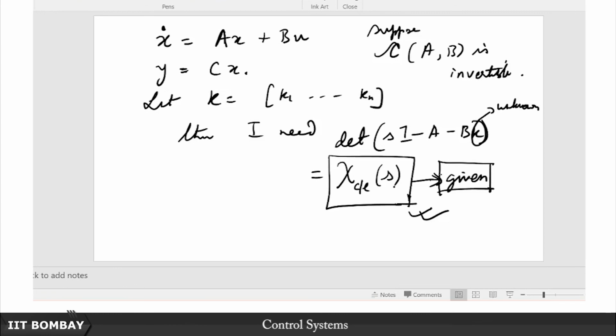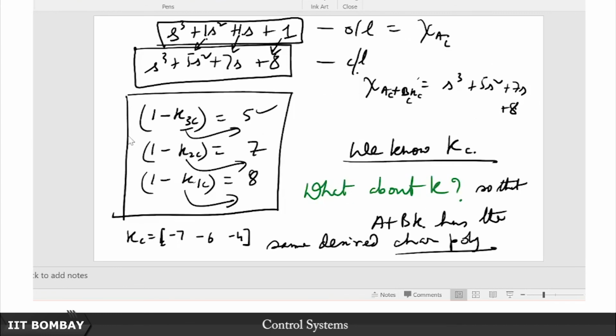The second is that in the phase variable canonical form we saw that each of those coefficients are decoupled, each gain is entering exactly one coefficient. So although this is n equations in n variables, each of those equations contains only one variable and the other variables' coefficients are 0. It is a decoupled system of equations.